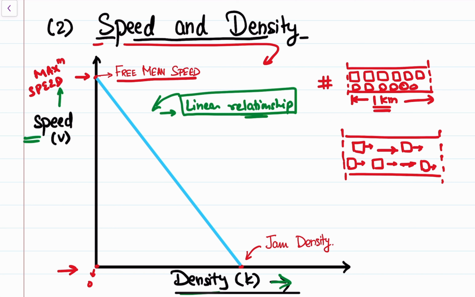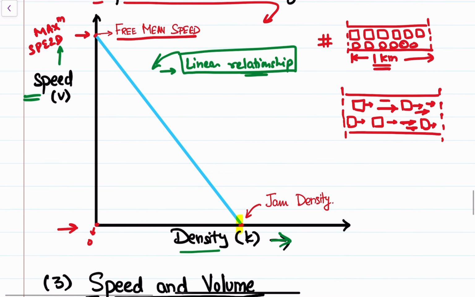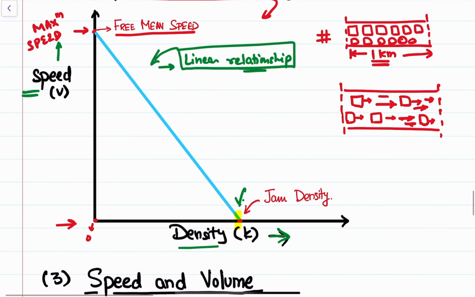We will have a free mean speed. That is, no vehicle is occupying the road section, all the vehicles are in motion. While if you look here at this point, you will see that density is maximum, while your speed is zero. At maximum density, you are getting zero speed.